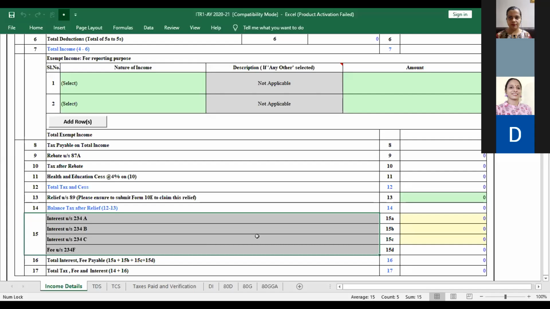Now, if you see 234F, 234F is not interest, it is fees. I repeat, 234F is not interest, but it is fee. Now, this fee is payable when you do not file. It is a flat fee. It is a kind of a penalty, if you can understand better. It is like a flat fee that you have to pay for non-filing of ITR. You're supposed to file your ITR by 31st December. For any reason you do not file, then this is a flat charge that you have to pay.